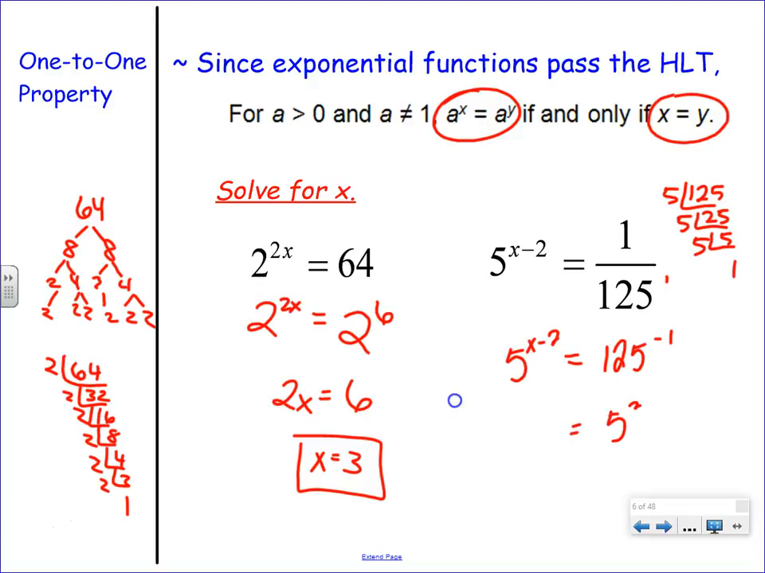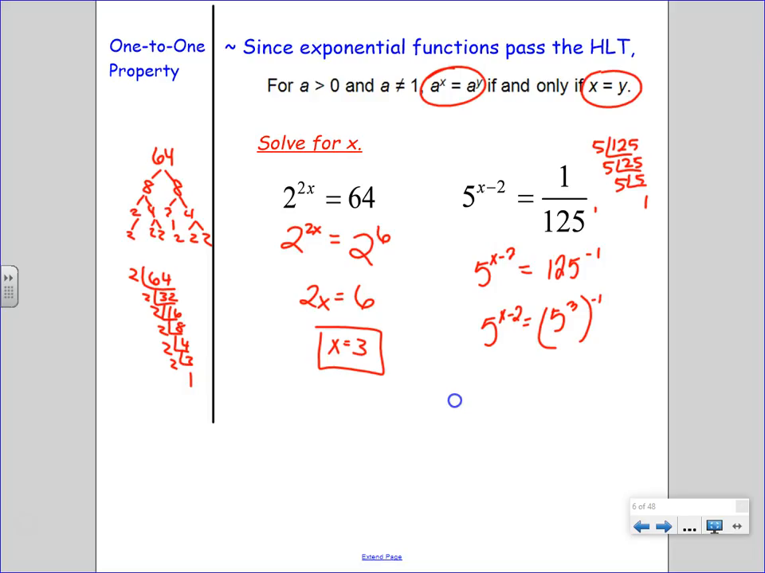Now, hold on. It's a bit of a struggle. Some of you might get here faster than others. What do I do when I raise a power to a power? I multiply. So I can say 125 to the negative 1 is the same thing as 5 to the negative 3.